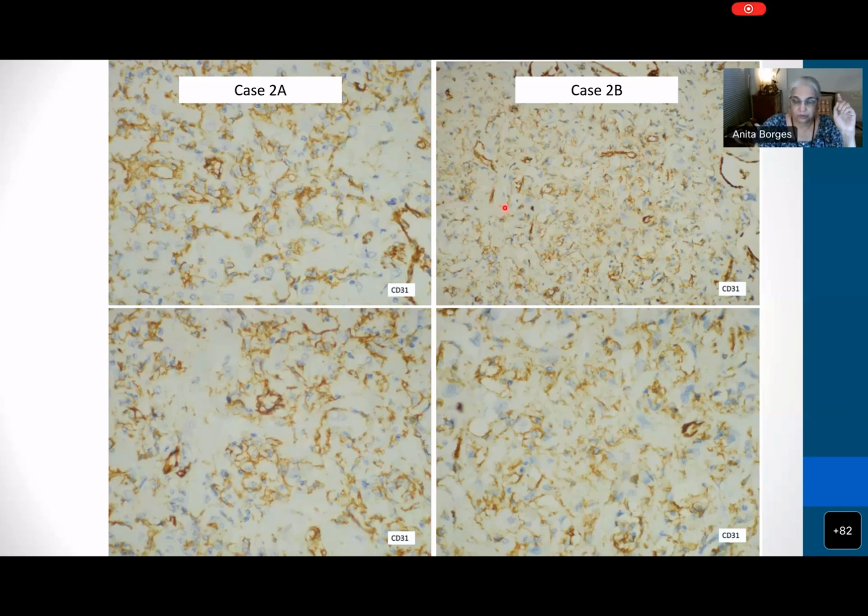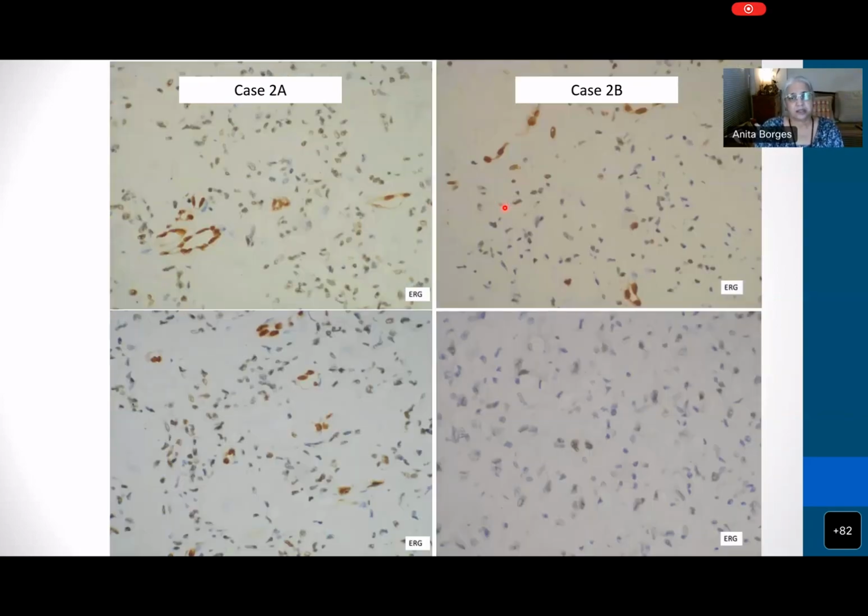Okay, so here we are. Now tell me, has ERG marked the cells? Divya, has ERG marked the cells? Yes, ma'am. It has. Can you show me what cells are marked by ERG?